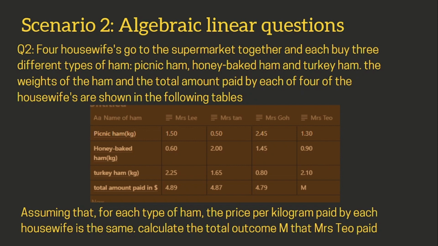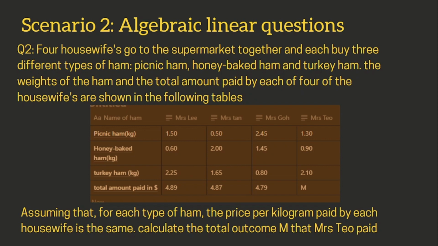And so assuming that for each type of ham, the price per kilogram paid by each housewife is the same, calculate the total amount that Mrs. Q has paid. Now, basically this is just an extension of the previous questions. You still have to find the rate of the picnic ham, the honey baked ham, and the turkey ham.